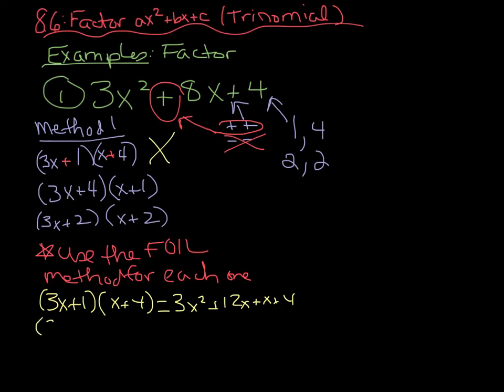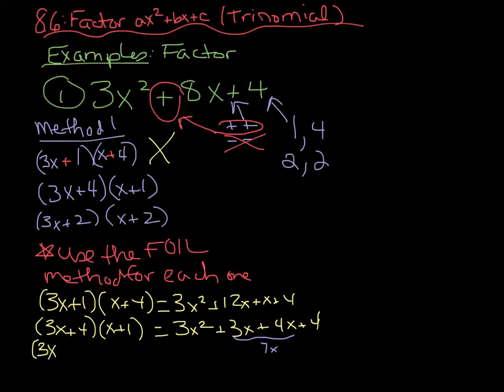So then 3x plus 4 times x plus 1. When you work that one out, you get 3x squared plus 3x plus 4x plus 4. That one's a little bit better. It's closer. But we still know that the middle terms give us 7x, which is not what we wanted. So let's try the last one and hope that one works.